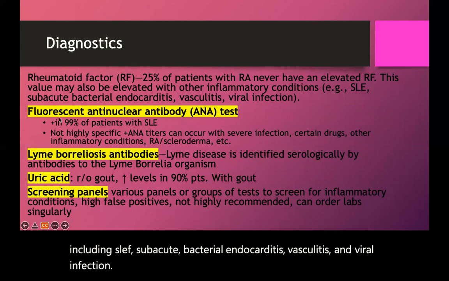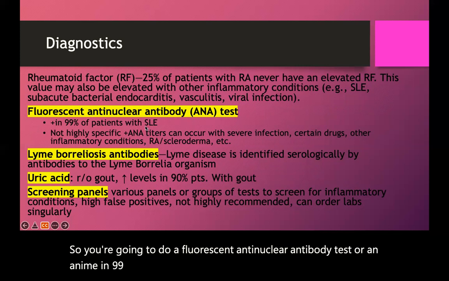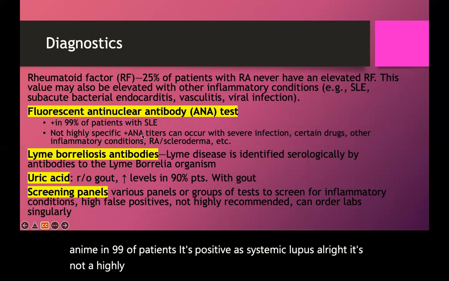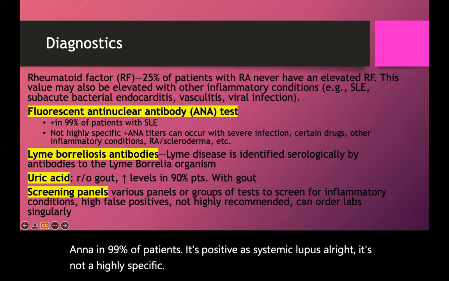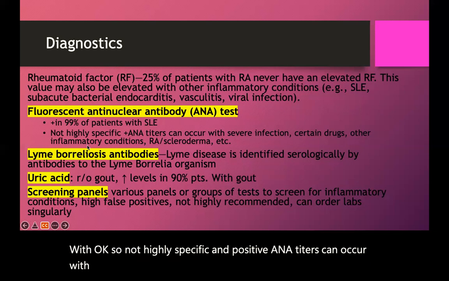So you're going to do a fluorescent anti-nuclear antibody test, or an ANA. In 99% of patients, it's positive with systemic lupus. All right, it's not highly specific, so not highly specific, and positive ANA titers can occur with severe infection, certain drugs, and other inflammatory conditions.